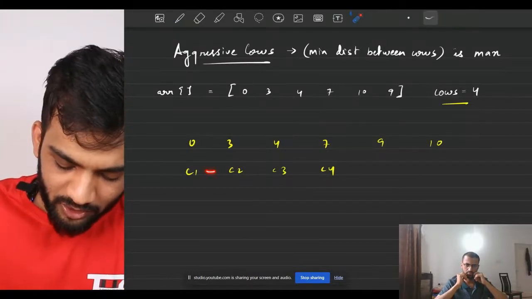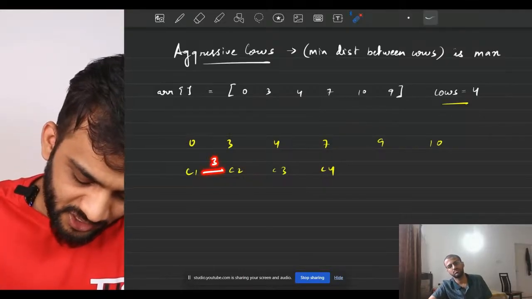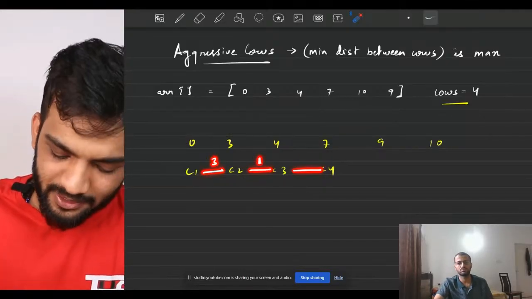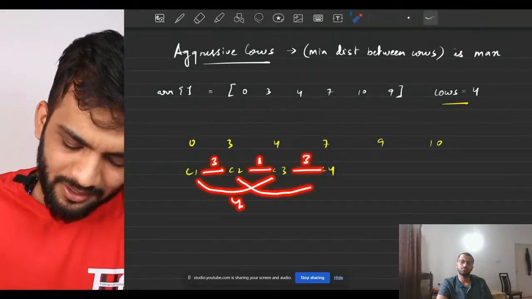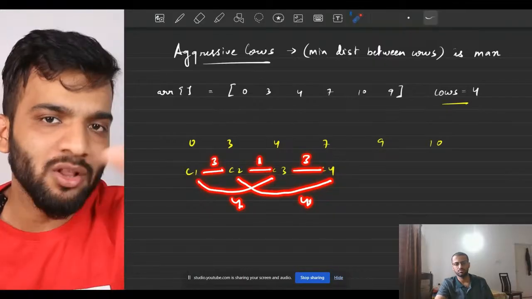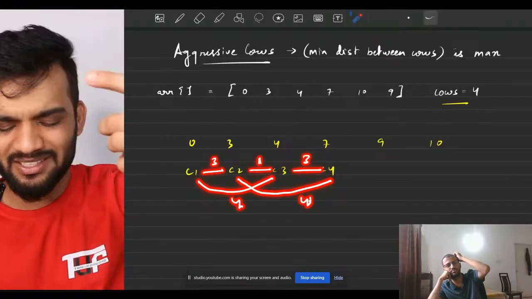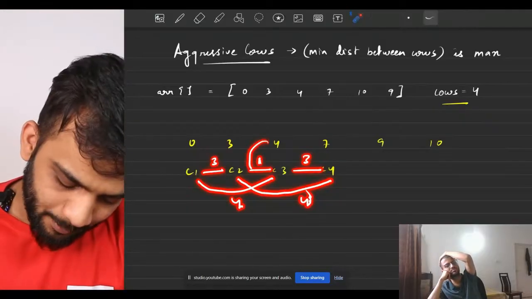If I ask you, what is the distance between any of the 2 cows? It'll be like, the distance between them is 3, the distance between them is 1, distance between them is 3, and maybe the distance between them and them is 4, and maybe the distance between them and them is 4. So what is the minimum distance among all the cows? Any 2 cows. You can take C1, C3, C1, C4, C2, C3, any combination. What is the minimum? Can I say the minimum is 1?